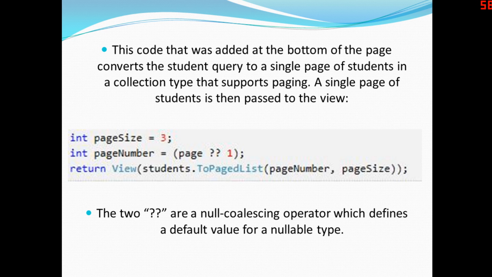It converts the student query to a single page of students in a collection type that supports paging. Then a single page of students is passed to the view. The two question marks are a null coalescing operator, which defines a default value for a nullable type.